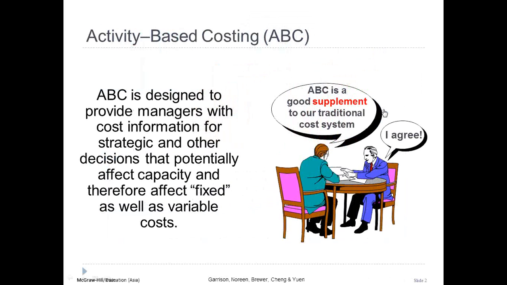We're going to introduce and review in detail activity-based costing in this lecture, and this is a tool that's been embraced by a wide variety of service, manufacturing, and nonprofit organizations. ABC, as it's commonly referred to, is a costing method that is designed to provide managers with cost information for both strategic and other decision-making that will potentially affect capacity and therefore fixed as well as variable costs. It's ordinarily used as a supplement to, instead of a replacement for, the company's usual costing system.